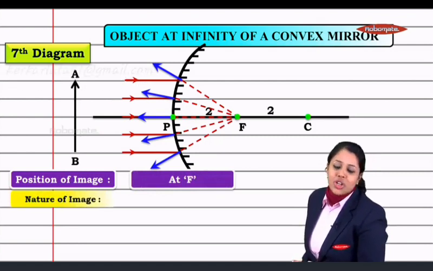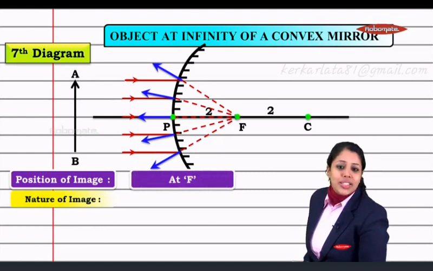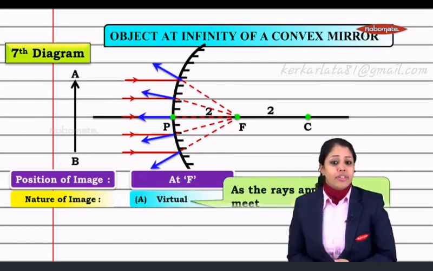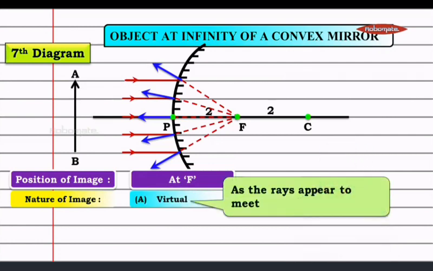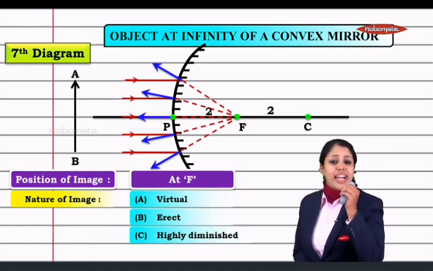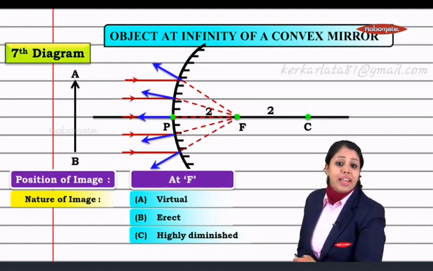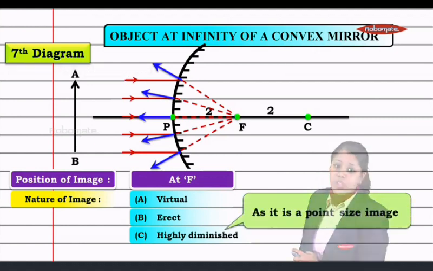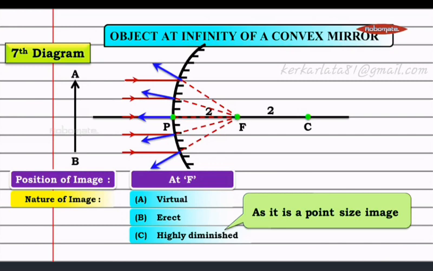Next comes nature of image. Now in nature, students, it is behind the mirror. Whenever it is behind the mirror, we say it is a virtual image. Why virtual? Because the rays appear to meet behind the mirror. Next, students, virtual images are always erect, so here at focus, the image that you will get is an erect image. And finally, the image size will be very, very small because it is meeting at a single point. So we say the image is highly diminished. Why highly diminished, students? As it is a point size image.